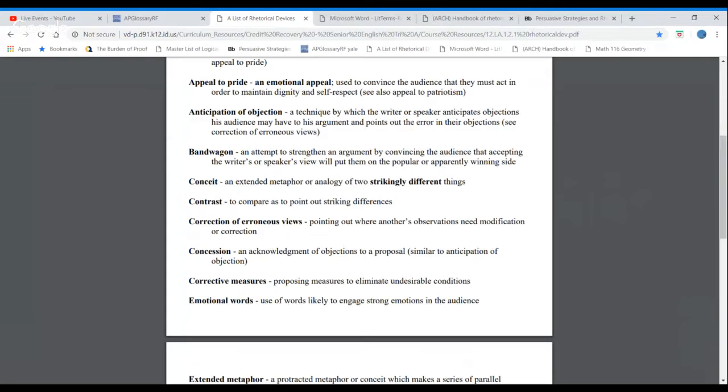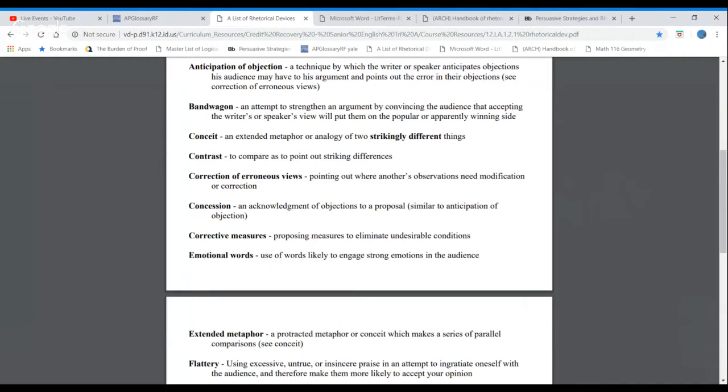Conceit, an extended metaphor or analogy of two strikingly different things. Contrast, to compare so as to point out striking differences. Correction of erroneous views, pointing out where another's observations need modification or correction. You see, we get this a lot as well. When people do observations of water and stuff like that, we get these people coming in going, oh, well, you need to modify that, you need to do this, you need to do that, you need to correct this, you need to correct that. So we see that a lot. So that's correction of erroneous views.